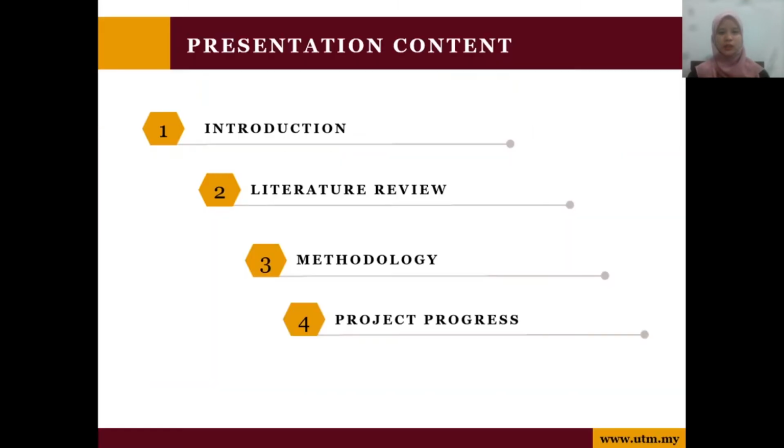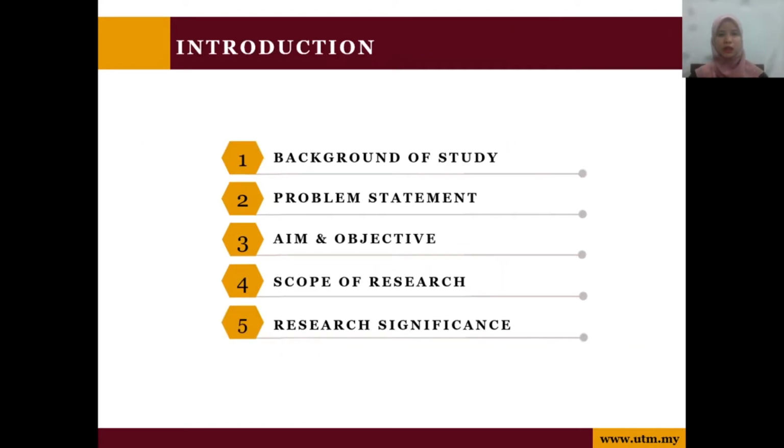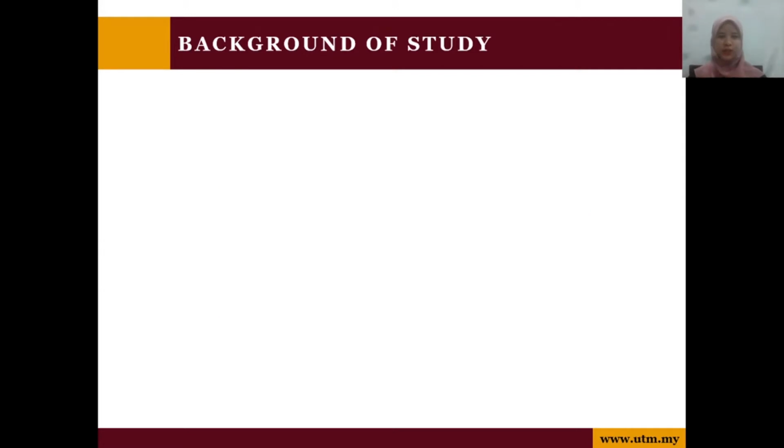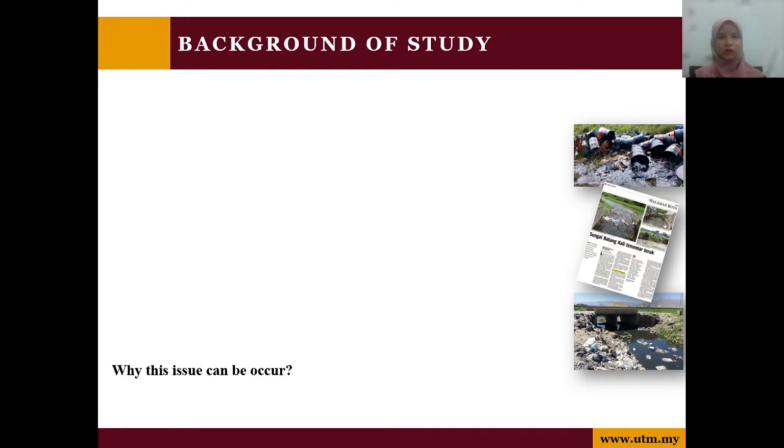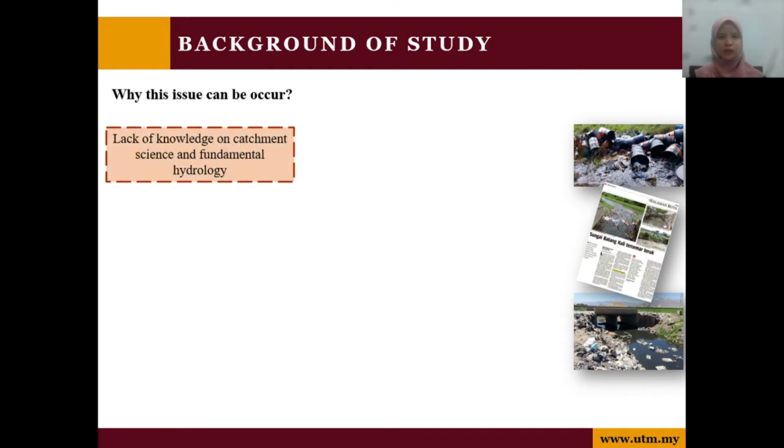In this presentation, four main contents will be discussed, which are introduction, literature review, methodology, and also project progress. This is the outline of the introduction. Malaysia has experienced severe river pollution caused by illegal dumping and toxic substances thrown by irresponsible persons. This issue significantly occurred due to the lack of knowledge on catchment science and fundamental hydrology at an early stage.